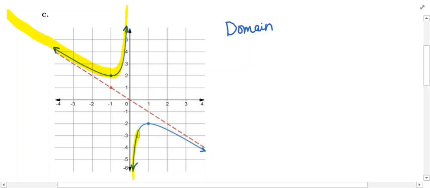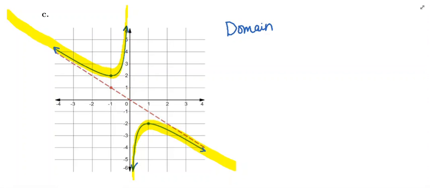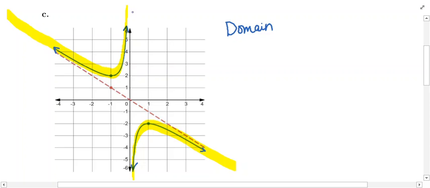And then after that, you're covering all the positive x values. It's kind of like this leftmost blue piece is covering the negative x values, and this rightmost blue piece is covering the positive x values. What's left out is the y-axis itself. Neither piece of the blue curve touches or crosses the y-axis. So that's a bad x value. The y-axis is actually a vertical asymptote, even though there's no red dotted line there. So x equals 0 is a bad spot.